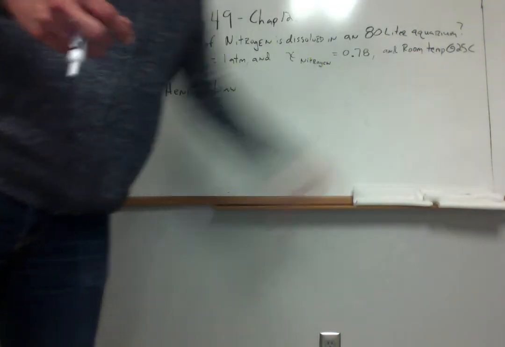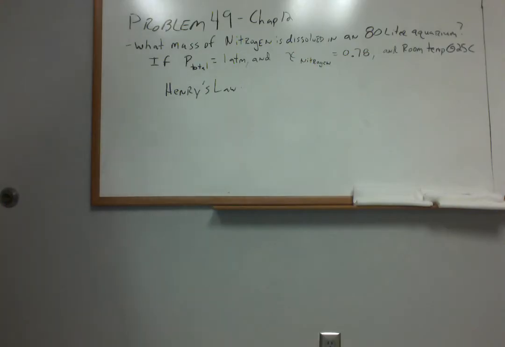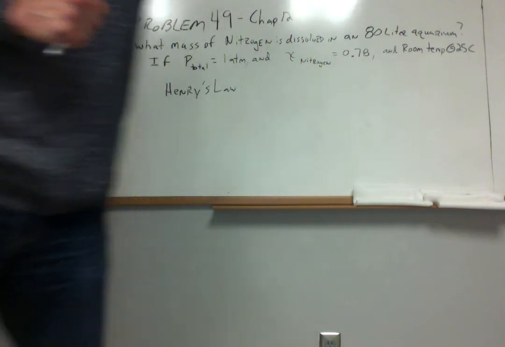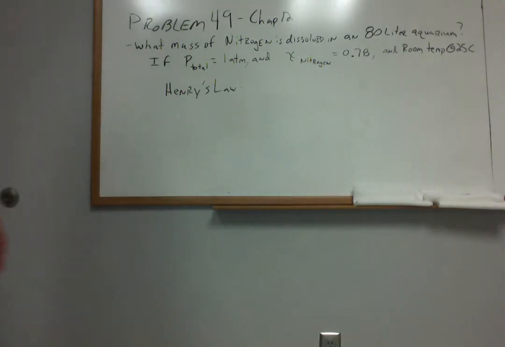Room temperature, 25 degrees Celsius. That's our temperature. They state this because the Henry's Law constant changes with temperature, so we have to know what temperature to use. The problem says room temperature, and as a chemist experienced with these problems, I understand they mean 25 degrees Celsius, or 298 Kelvin. When they say room temperature, that's just what they mean by that, okay? This is kind of vernacular.